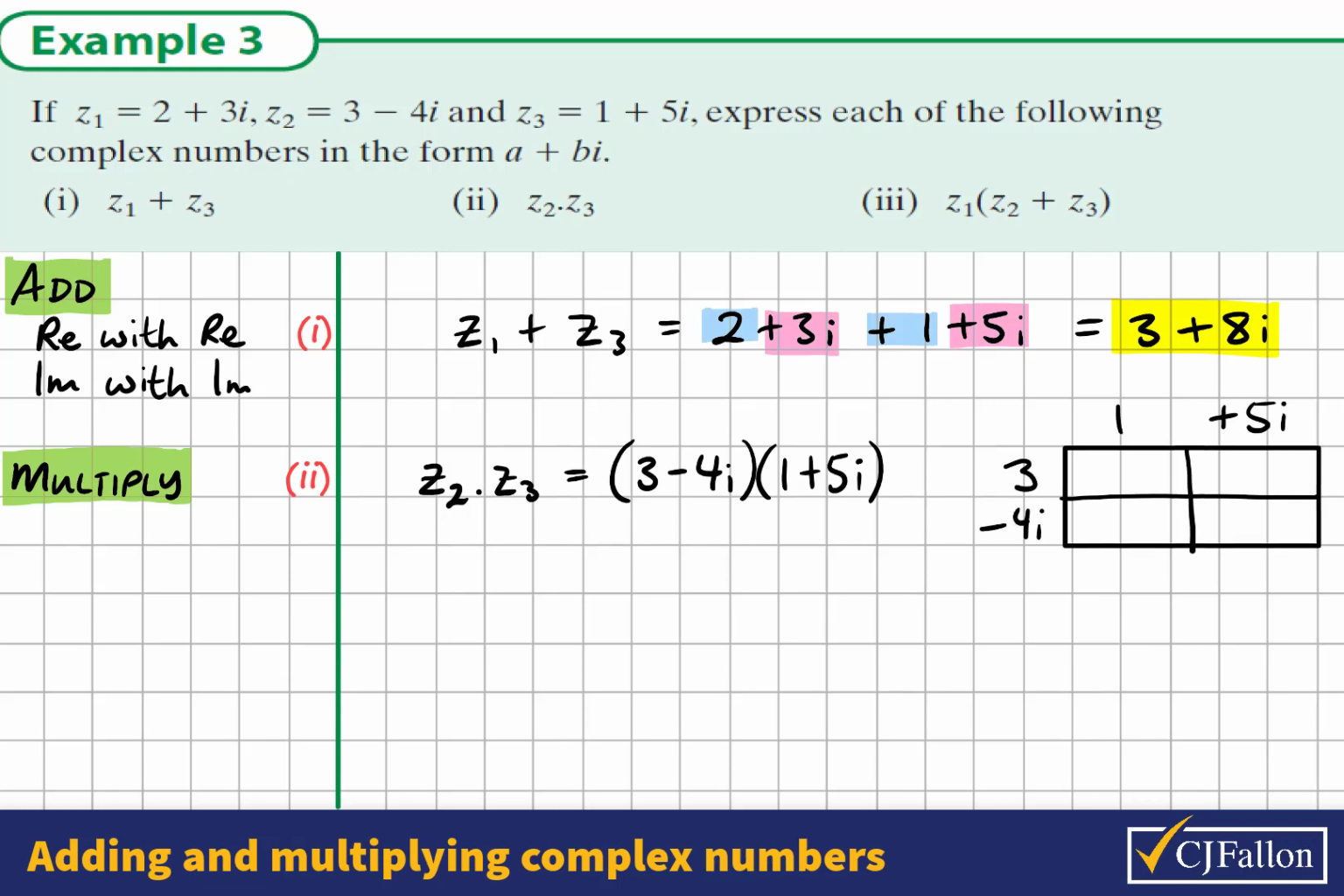When I multiply 3 by 1, I get 3. 3 by 5i is 15i. Negative 4i by 1 is negative 4i. And negative 4i by 5i is negative 20i squared.